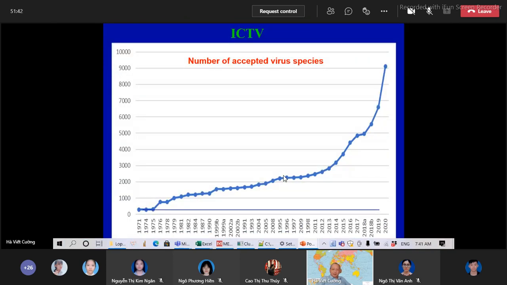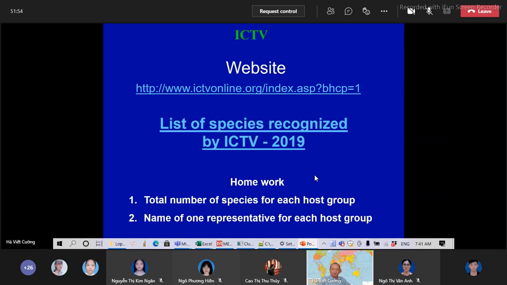Here's the number of accepted species, and that's showing that the speed of discovering viruses is very fast in recent years. Now the ICTV website, for homework, and probably we need to see a little bit about the list of species. We visit this site.